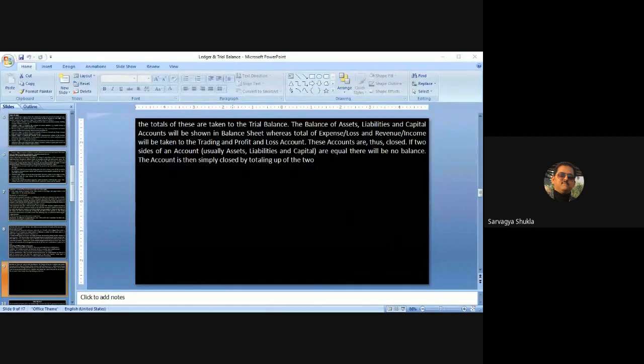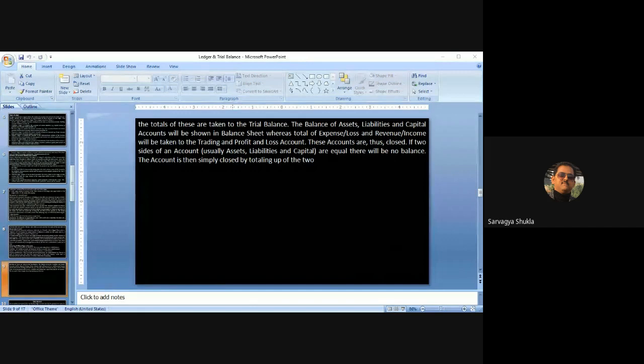This is the process of posting entries from journal to the ledger. And after preparing the ledger, we have to move forward to prepare our final accounts. But with the help of the journal and ledger only, we are not able to prepare our final accounts, because we have to check whether the accounts are mathematically accurate or not.